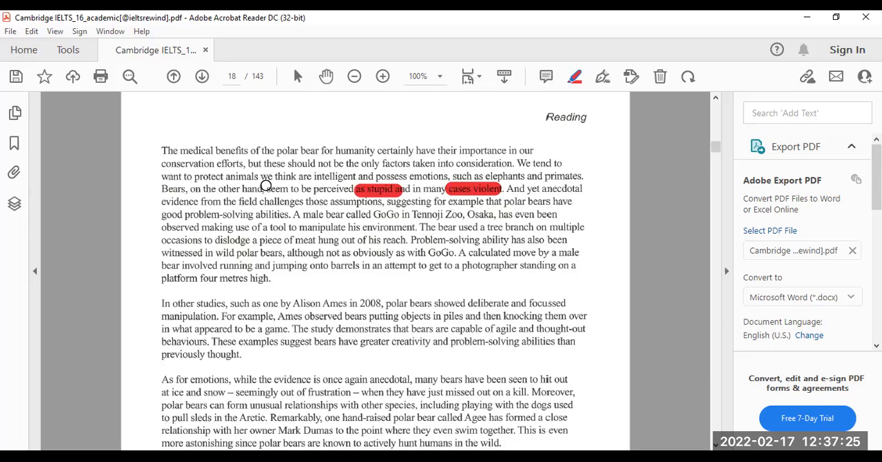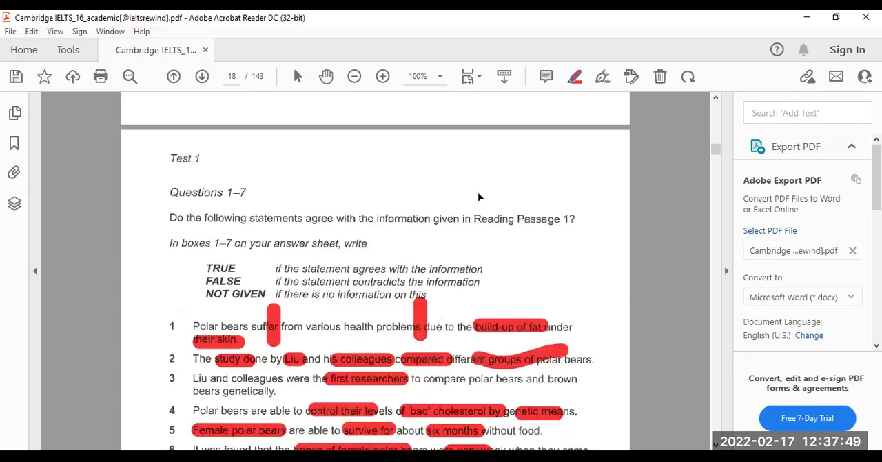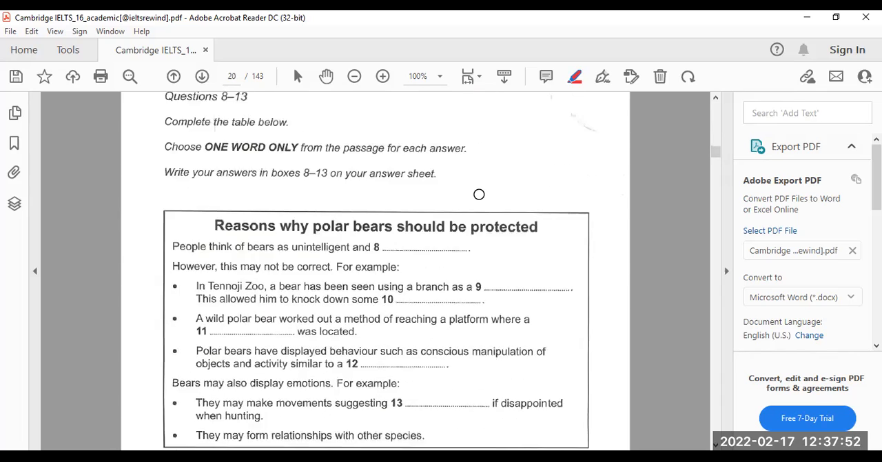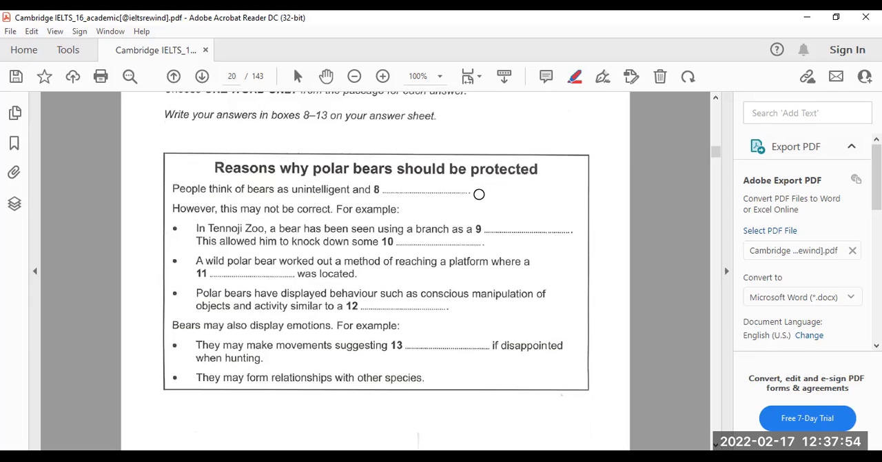So I think the animals we think are intelligent and possess emotions, such as elephants and primates. So elephants are intelligent and possess emotions. Bears, on the other hand, are perceived as stupid and in many cases violent. So stupid is nothing but unintelligent, and the answer is violent. So the answer is people think of bears as unintelligent and violent.